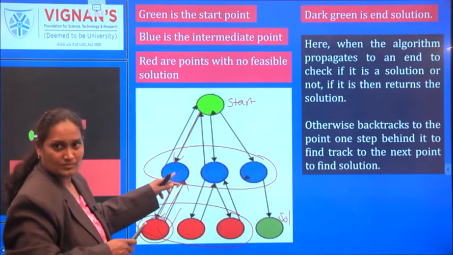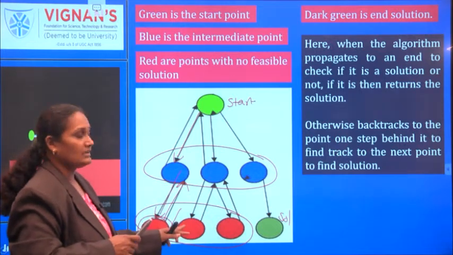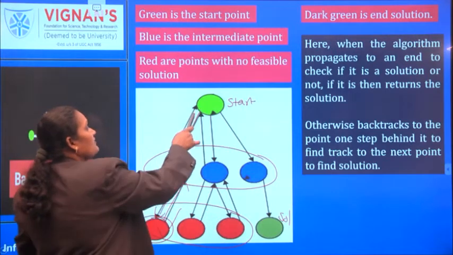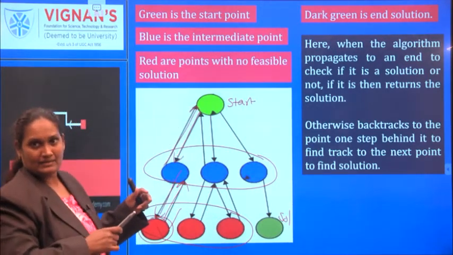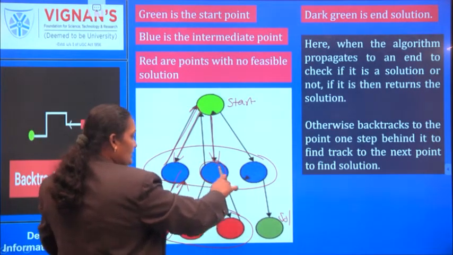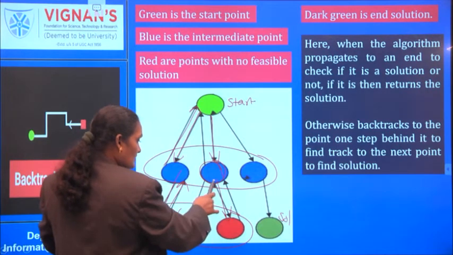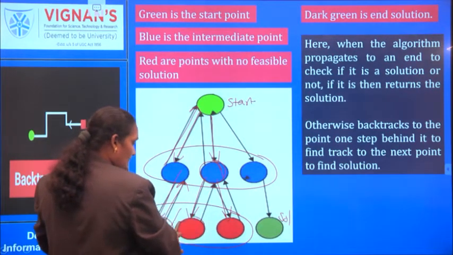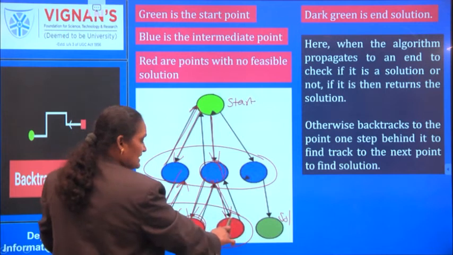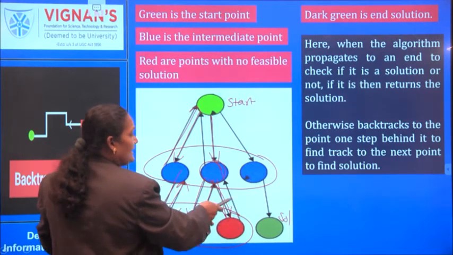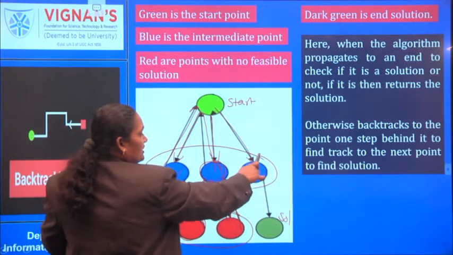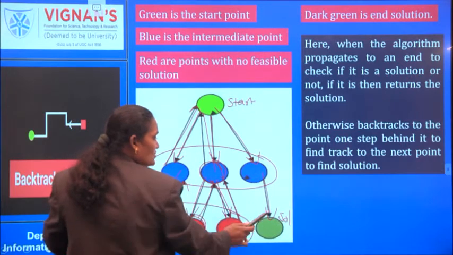We move to this node. From this node, we check if there is any alternative path. If there is no alternative path, we backtrack one more step, and we find the alternative path here. We moved here, and here we did not find the answer, so we backtracked the process. We moved here and did not find the solution, so again we backtracked. We followed in this way, and we get the solution here.